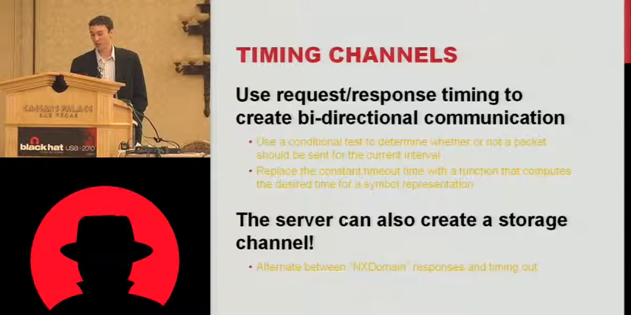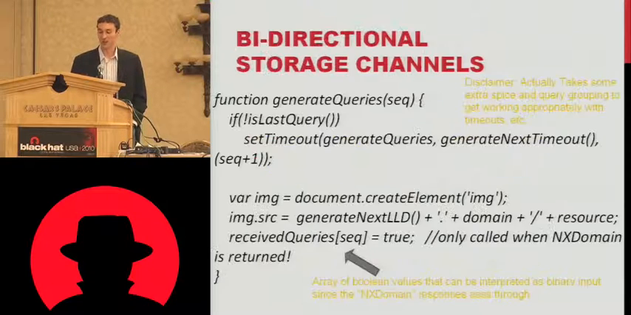And then you're actually able to create a storage channel as well by alternating back and forth between NX domain responses and timing out. What you can actually do is right after setting the image.source, where it's going to time out whenever you black hole, have a data structure afterwards that keeps a binary response from the server. Anytime NX domain is received, it's going to fall through and set that sequence number to true in the data structure after it. Whereas anytime it's black holed, it's going to halt at image.source, and it's not going to come through, and the array is still going to be false at that point. So you actually build a binary storage channel response in that way.